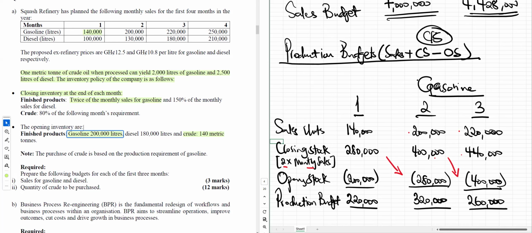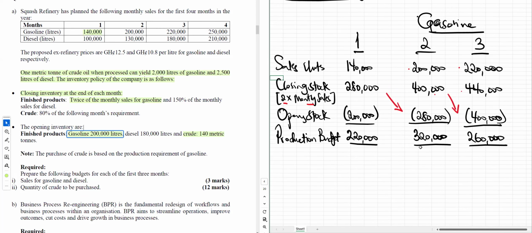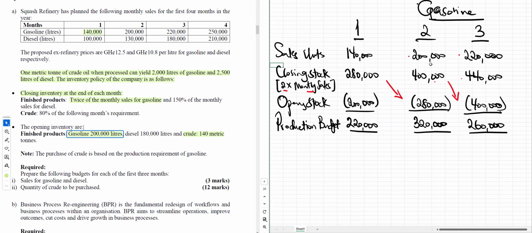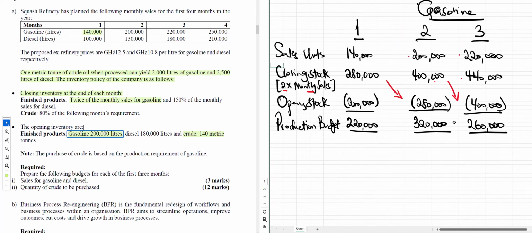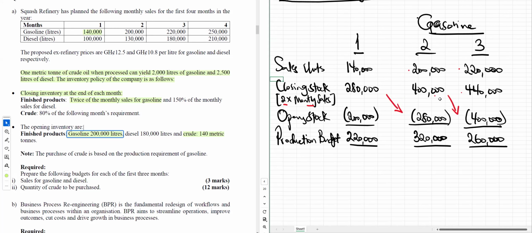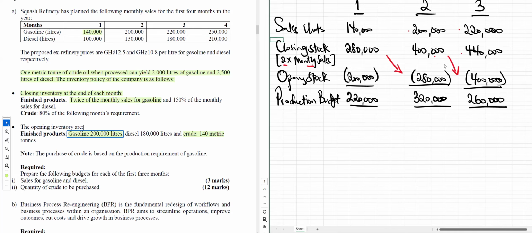But yes, now that we have this, what do we need? Once you get production budget, what do you need? Usage. Yes, usage. Then gasoline, I've done it. So now I need it for diesel. The same process.